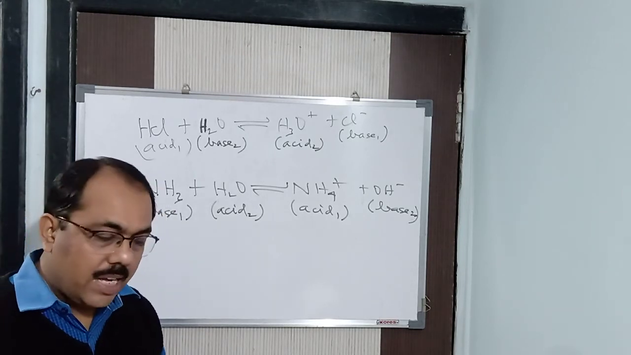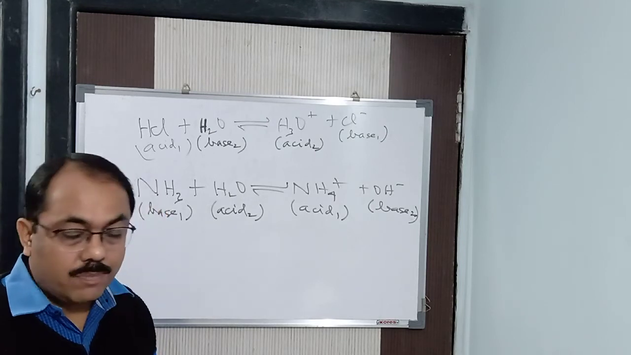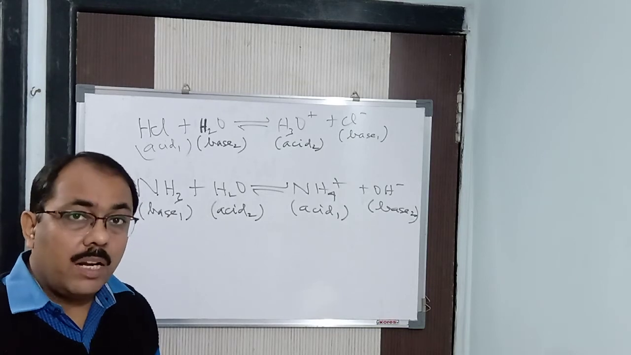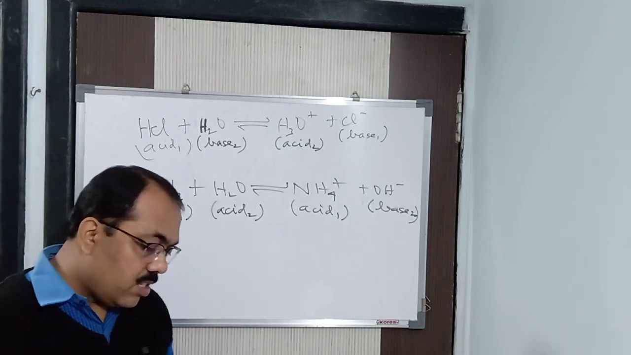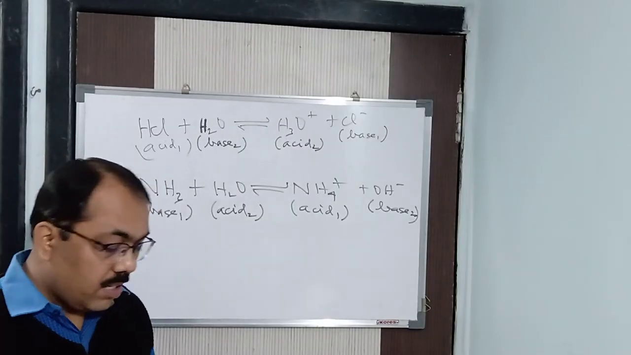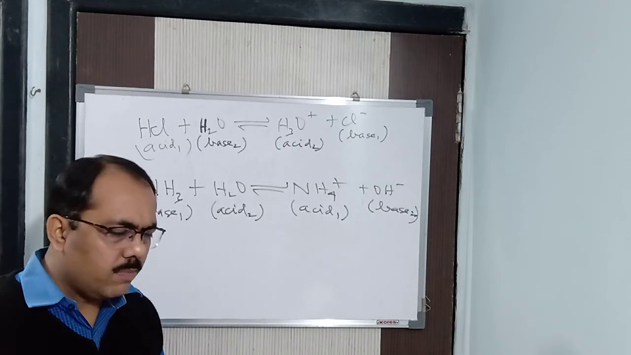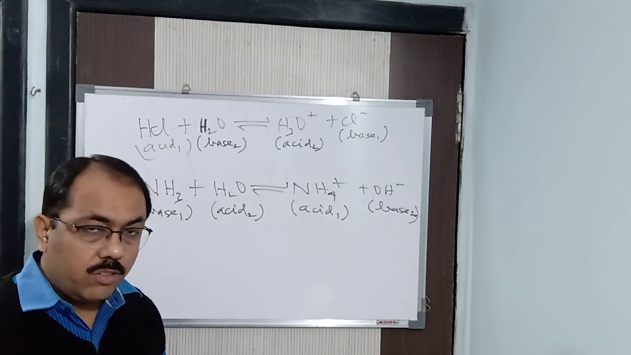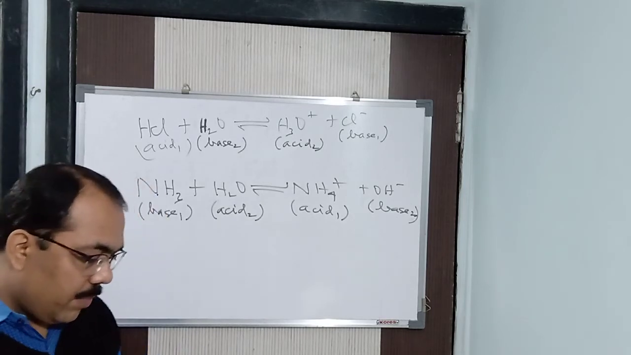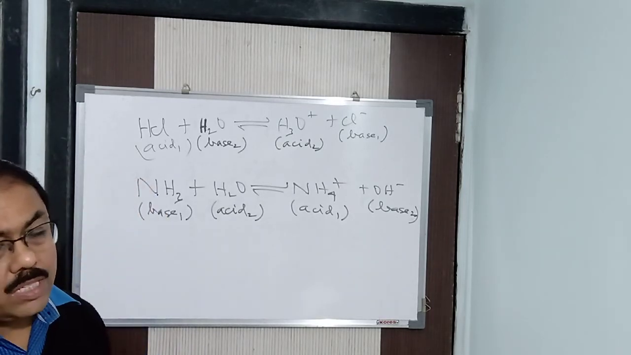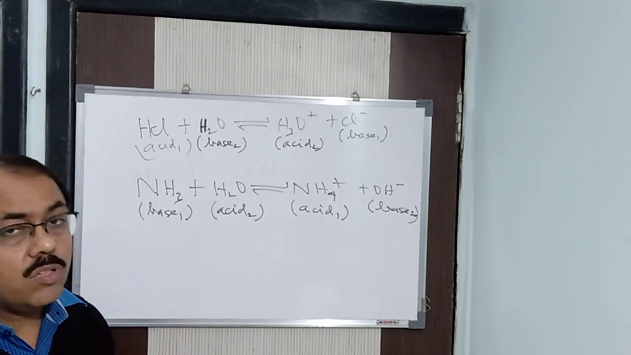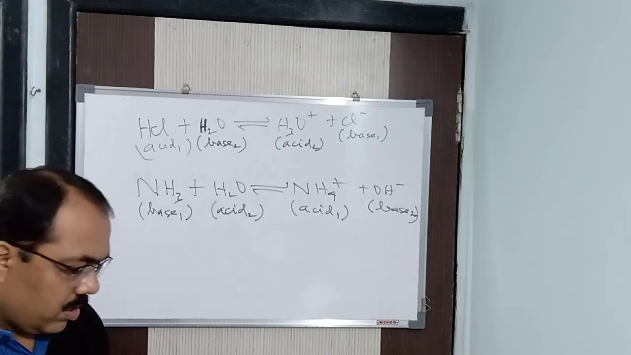It can explain the basic character as well as the acidic character of certain substances, which was not explained by Arrhenius. Clear? But the limitation of this concept is that it cannot explain the reaction between acidic oxides like carbon dioxide, sulfur dioxide, sulfur trioxide, etc. and basic oxides like calcium oxide, beryllium oxide, magnesium oxide. It could not explain how these are basic and how CO2, SO2, SO3 are acidic in nature. Bronsted-Lowry could not say anything about it.